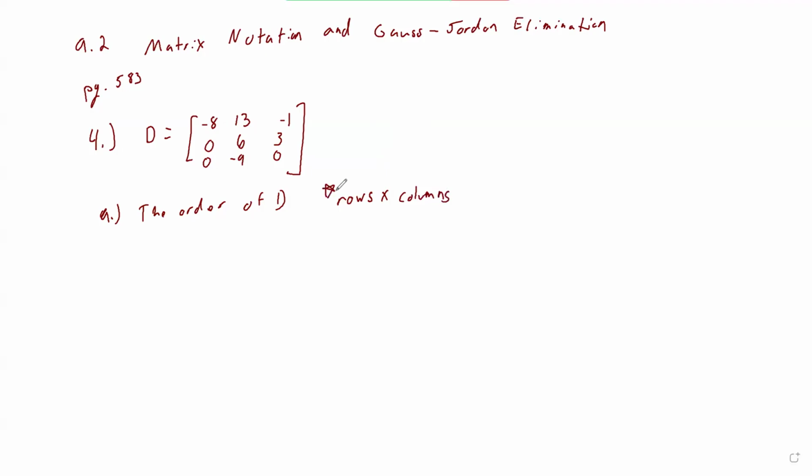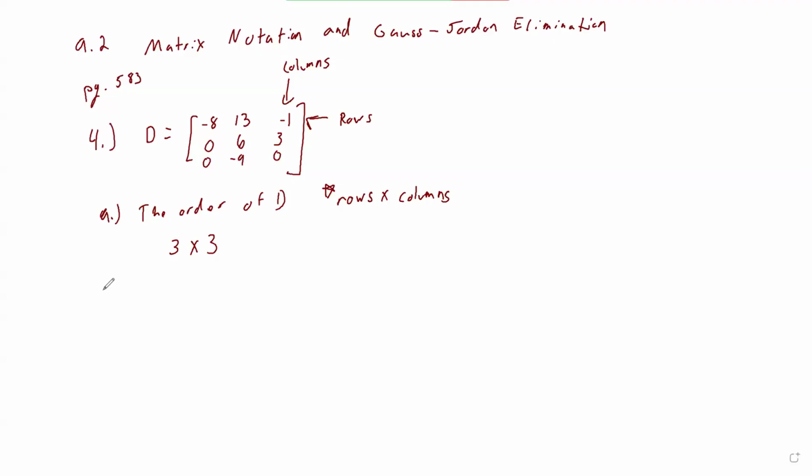So a good note to write here: these are rows, these are columns, just like an Excel sheet, whatever you're used to. So you would just have to go, how many rows? I got 1, 2, 3 rows by 1, 2, 3 columns. So the order of D is a 3 by 3.